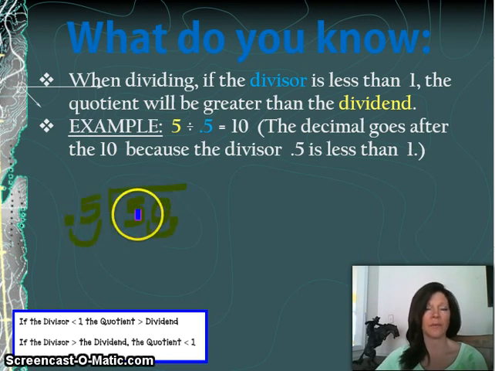So now it is 5 divided into 50. 5 goes into 5 one time. 5 times 1 is 5. You subtract that and you get 0.